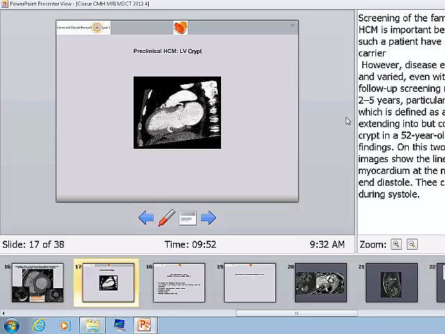LV crypt, which is defined as a blind pit or V-shaped fissure extending into but confined to the myocardium, was described, and this is a case where you can see it clearly in this patient. This crypt closed almost completely during systole.